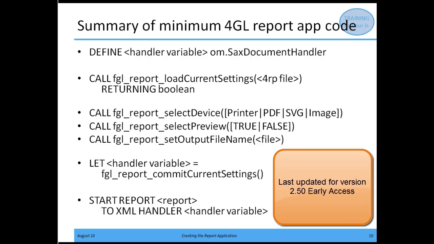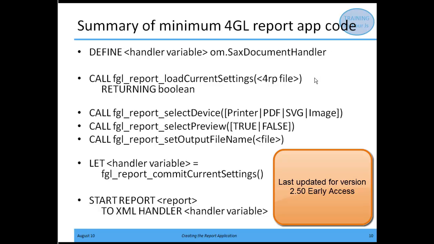On this slide, I'm just giving you a summary of that minimum 4GL report application code that you will have recognized from our walking through that simple reporting application. So the first thing is you're always going to be defining your report handler. It's always going to be an om.SaxDocumentHandler. This handler is used throughout the report.